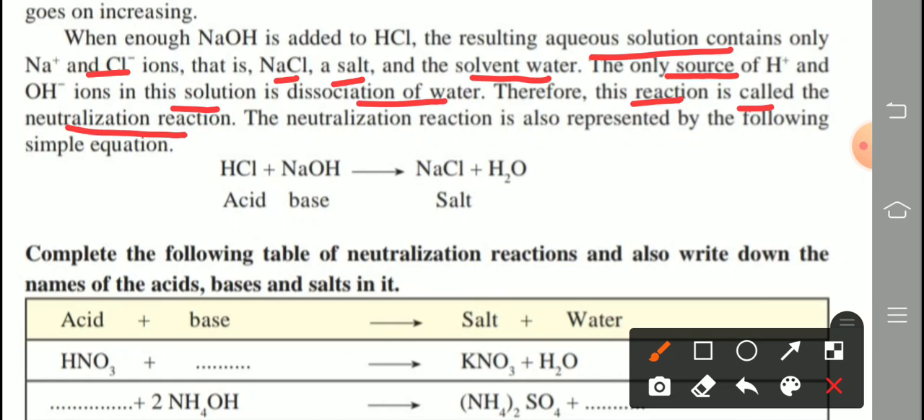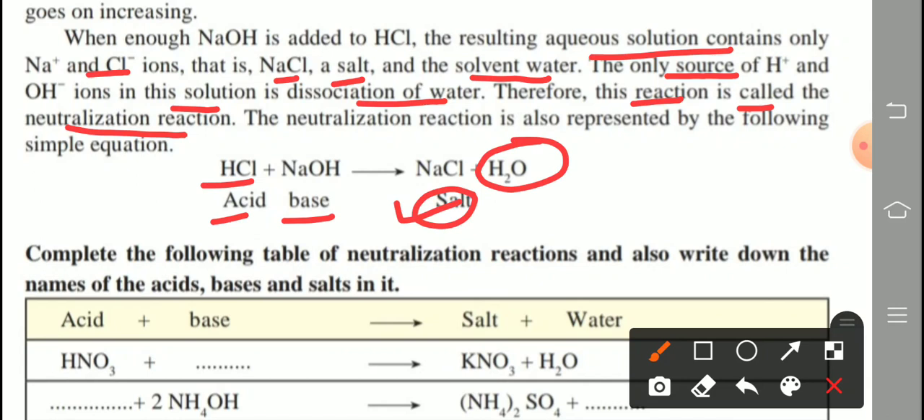Question is asked, define neutralization reaction. So how to write the answer? Listen carefully. A chemical reaction in which an acid and a base react quantitatively with each other to produce salt and water is called neutralization reaction, that is indicated here. All are getting? So acid reacts with base, then forms salt and water.